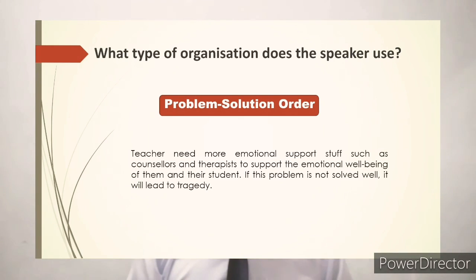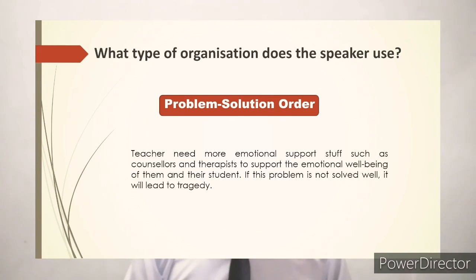In the speech, the speaker is on a question of policy and the speaker uses problem-solution order to organize the speech, as the speaker demonstrates and shows the seriousness of the emotional problem of teachers. Teachers need more emotional support staff such as counselors and therapists to support the emotional well-being of themselves and their students. If this problem is not solved well, it will lead to tragedy.